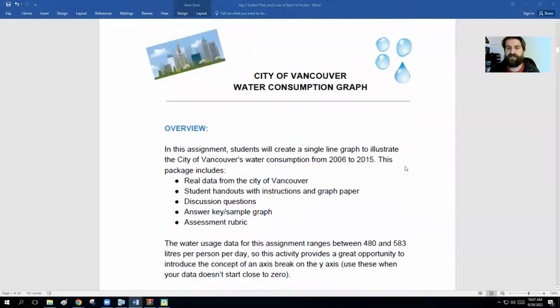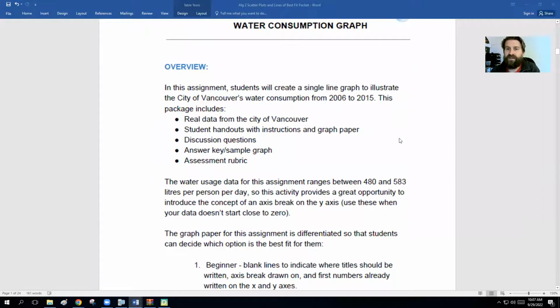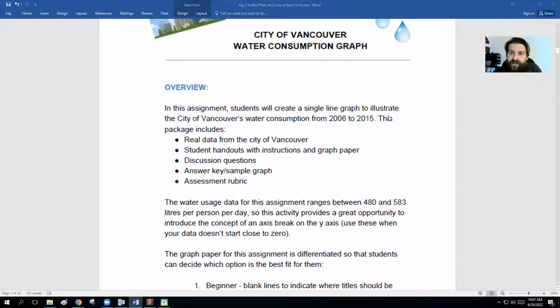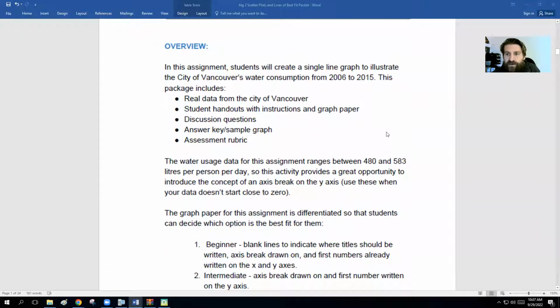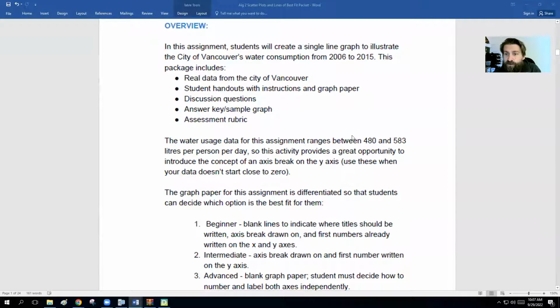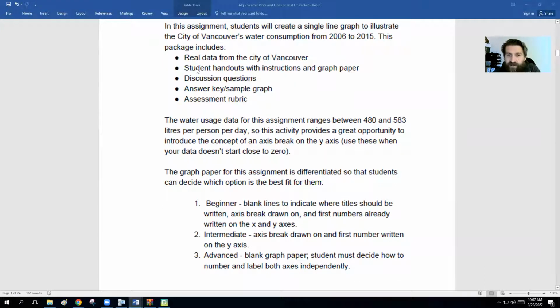Okay, so in this first activity that you guys are going to do, we have some information about the City of Vancouver and its water consumption. All right, so in this assignment, you guys will create a line graph to illustrate the City of Vancouver's water consumption from 2006 to 2015. All right, so in this packet here, I have some real data from the City of Vancouver.